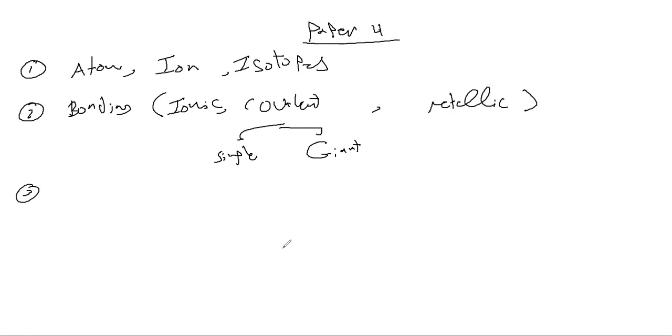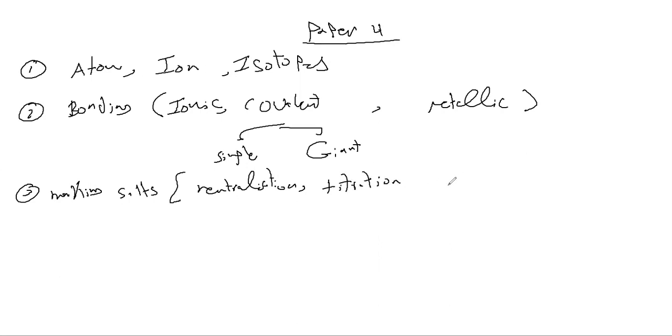Number 3, making salts, the 3 types: neutralization, titration, and precipitation. Number 4, Haber process and contact process.